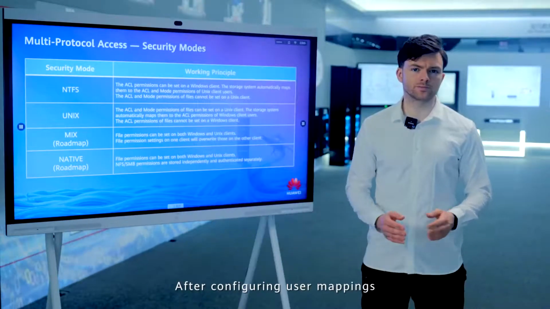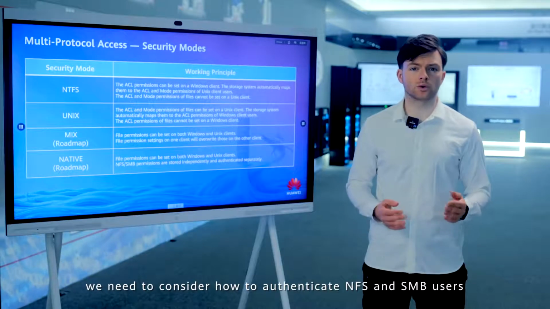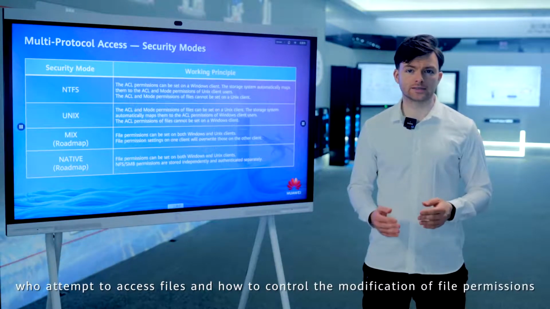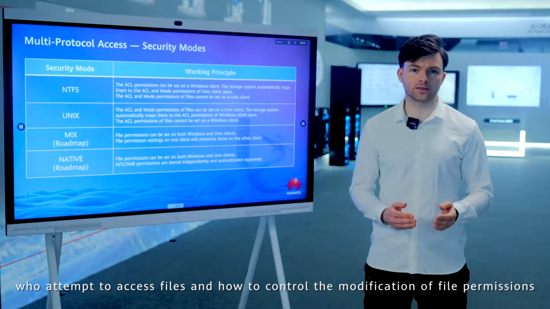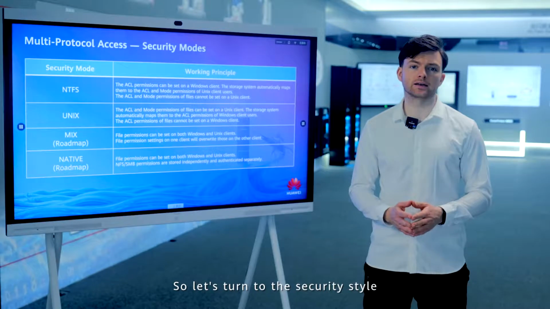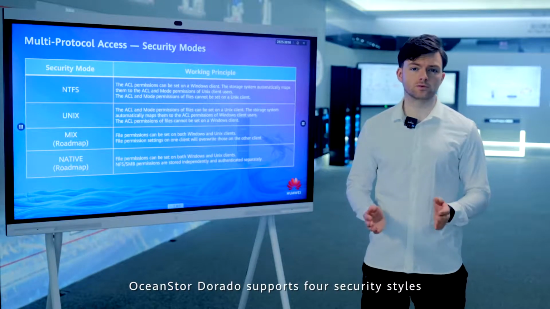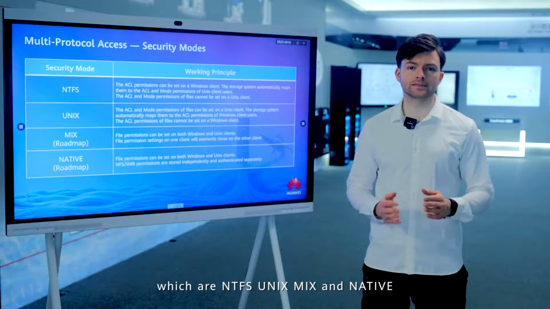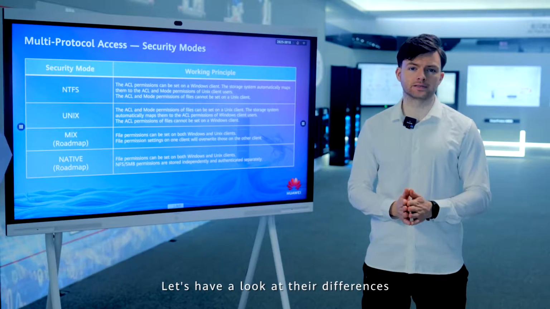After configuring user mappings, we need to consider how to authenticate NFS and SMB users who attempt to access files and how to control the modifications of the file permissions. So let's turn to the security style. OceanStor Dorado supports 4 security styles, which are NTFS, Unix, Mix, and Native. Now, let's look at their differences.